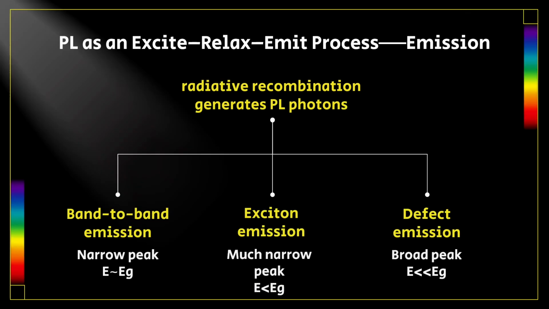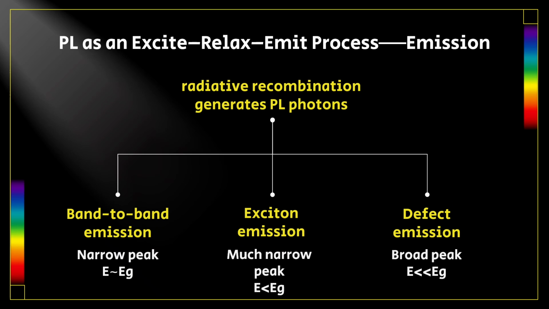The final part is about emission. The core of PL is radiative recombination between electrons and holes to finally generate PL. There are three major types: band-to-band, exciton, and defect-related emission. Each produces characteristic PL peaks.